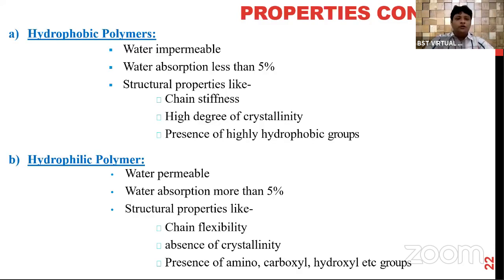The first one is hydrophobic polymer. Hydrophobic polymer clearly indicates that these are insoluble in water, so it has water impermeable properties. Water cannot easily permeate through this polymer, which is why it is called water impermeable in nature. Next, it has water absorption of less than 5%. That means it can absorb a maximum of 5% of water, not more than that.